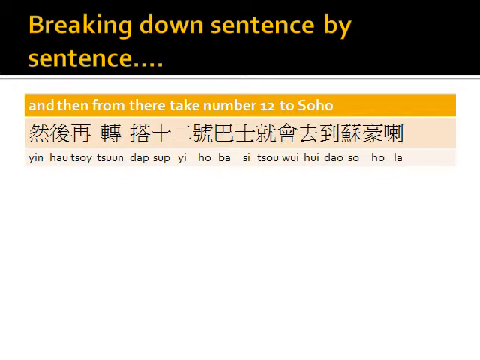So between da and basi, you have 12號. 12 is 12 in Cantonese, where sub means 10 and yi means 2. If you don't know this, please look at our other videos. I think it's called Cantonese Phrase for Beginners. In there, I have described the numbering system in Cantonese.